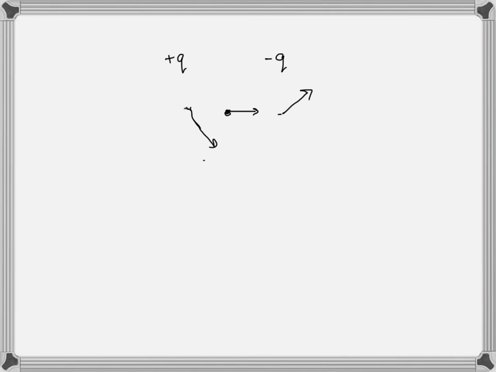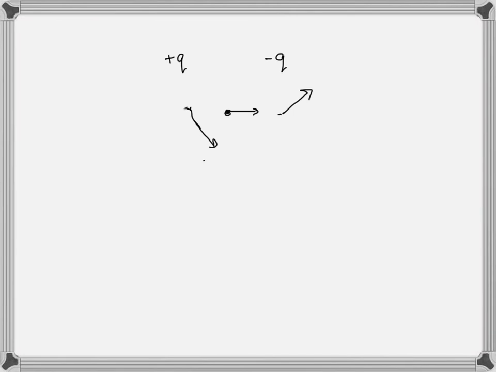And you could go ahead and just say, well, that's because the field due to the plus Q would be like this. The field due to the minus Q would be a larger vector like that. When you add them, you get the black vector. Okay, so we can do that everywhere.